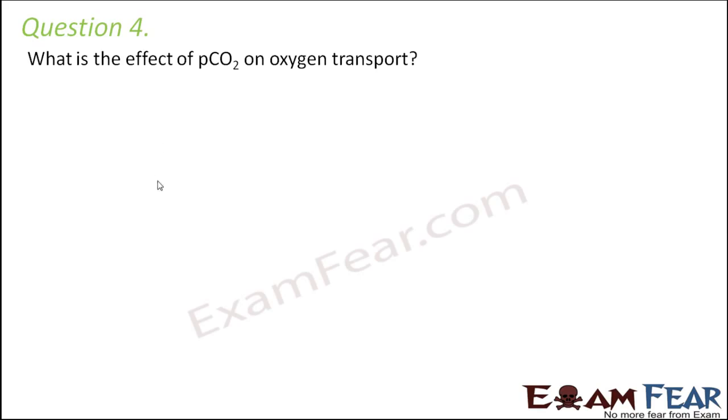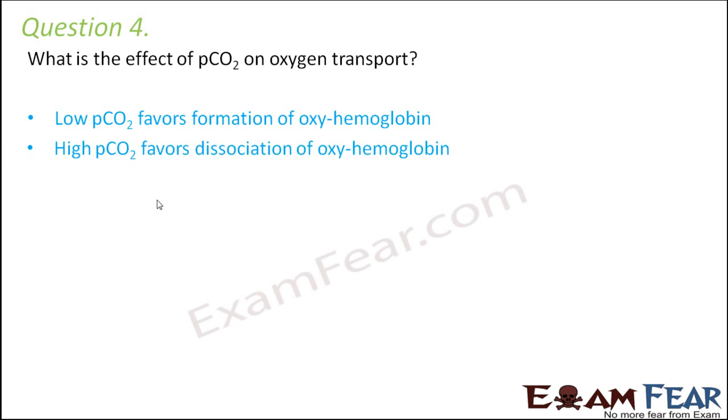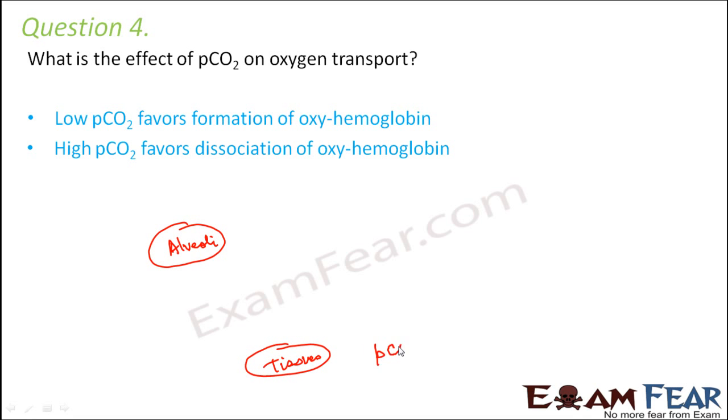What is the effect of partial pressure of carbon dioxide on oxygen transport? Now, as we have discussed, low partial pressure of carbon dioxide favors the formation of oxyhemoglobin, and high concentration favors the dissociation of oxyhemoglobin. That is why, let us suppose this is the alveoli, and let us say these are the tissues. So in the tissues, the partial pressure of carbon dioxide is more, and in the alveoli, partial pressure of carbon dioxide is less. Now here partial pressure of carbon dioxide is less, so it favors the formation of oxyhemoglobin.